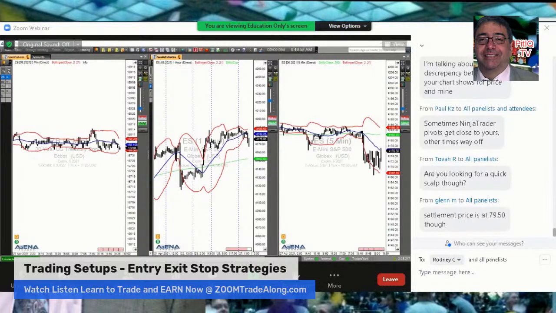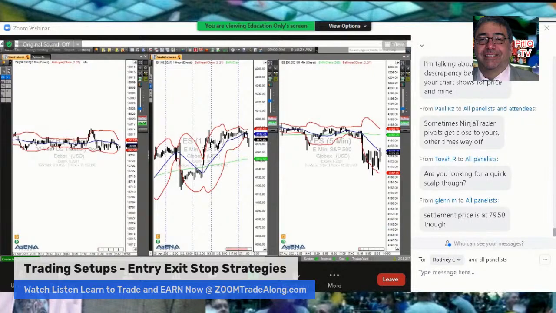Settlement price is at 79.50. Still got to get above the 78 for us to get a little excited on the upside. I mean, there might be a little scalping opportunity in it, Glenn, but I think we might rotate higher. I don't know.